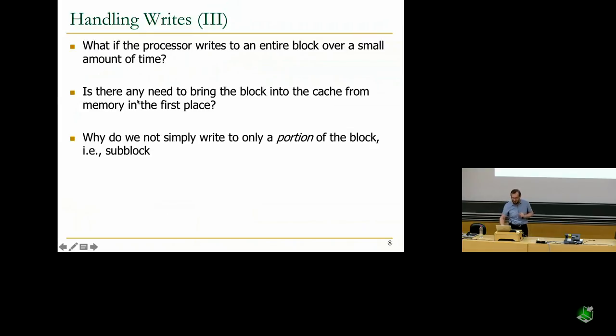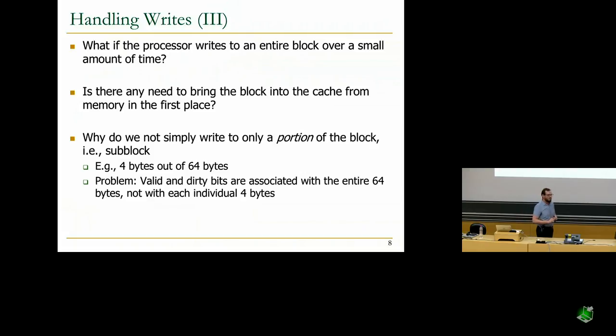Basically, the key question is, why do we not simply write to only a portion of the block whenever you have a store? This is called a subblock, for example, 4 bytes out of 64 bytes. So you need to change the cache structure to be able to do this, because you have a problem, right? The cache that we've discussed, the 64 bytes, was a block, and you had valid and dirty bits associated with the entire 64 bytes, not with each individual 4 bytes. You cannot really write to just these 4 bytes and assume that everything is okay. You cannot say, oh, the block is valid, because what happens to the remaining 60 bytes? You didn't bring it from memory. So you need a separate cache structure to be able to do this.